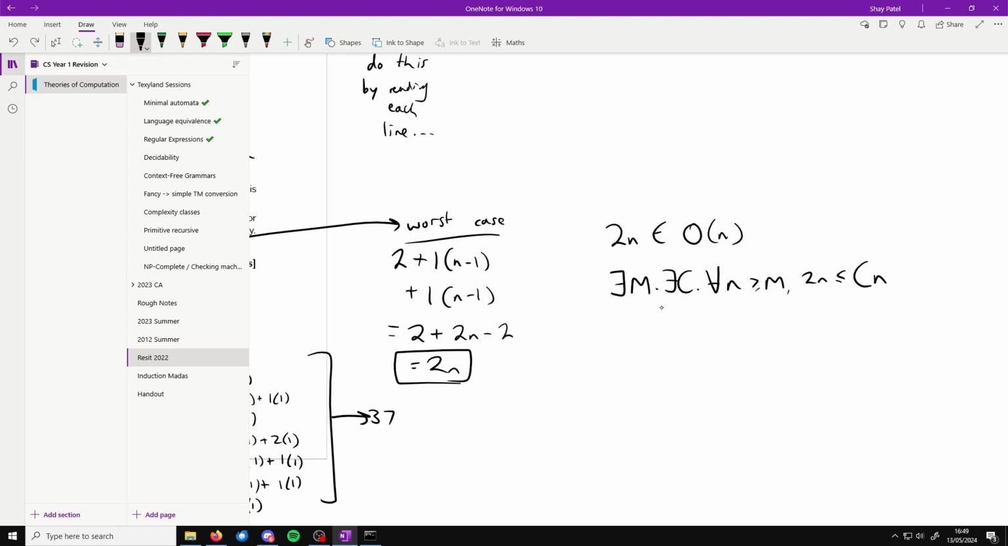Boom. And this shouldn't be too hard. We can just say c equals 2 and m equals, I don't know, we can say 0. We could put any positive number here, really. And this inequality holds for this. And so, therefore, 2n is in O of n, and so our worst case complexity is still linear.